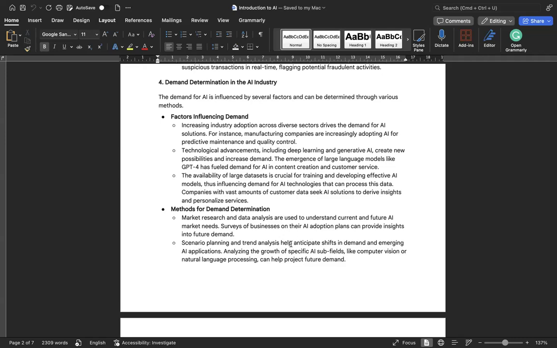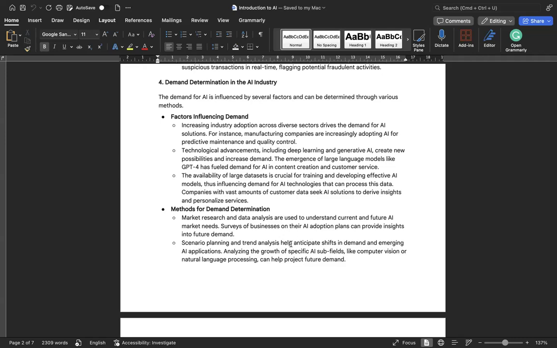So for the methods for demand determination, what are the methods we have used to determine demand? Yes, one is market research and data analysis, used to understand the current and future artificial intelligence market, which needs surveys of businesses on their artificial intelligence adoption plans, and can provide insights into future demand as well.